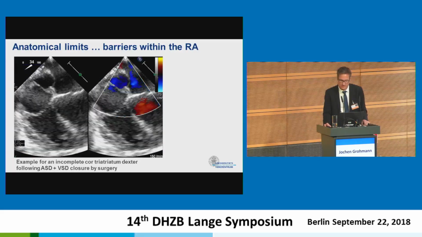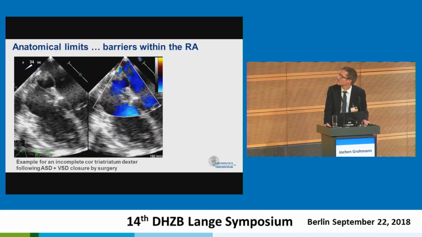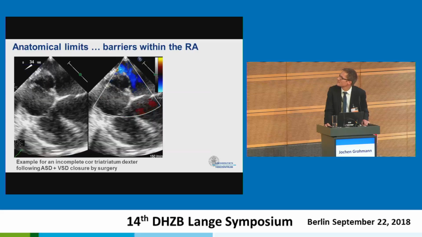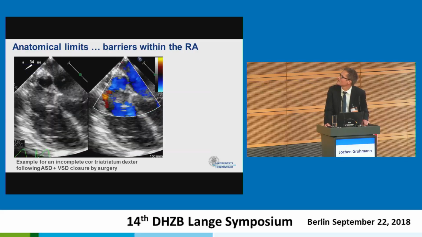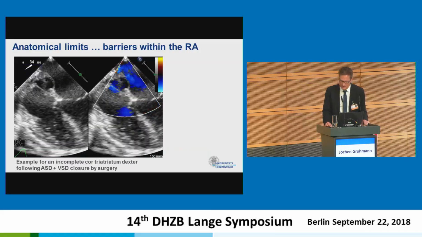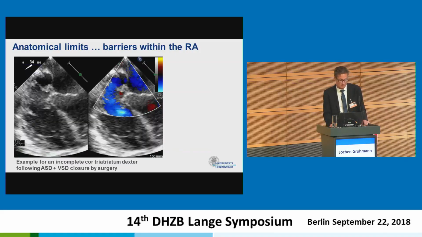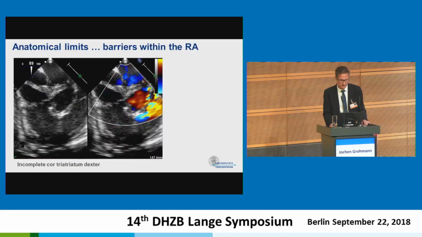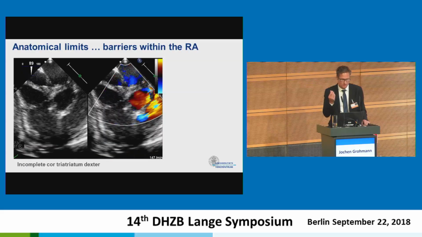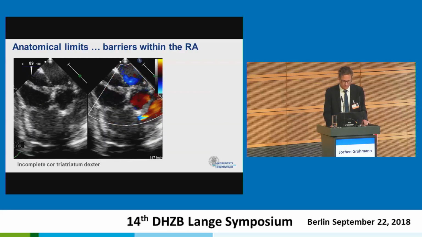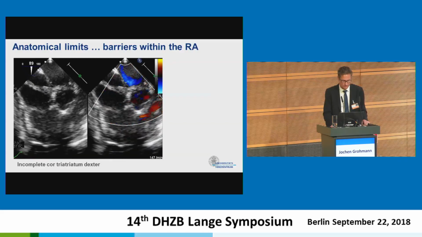And this is from our OR TOE with an incomplete cor triatriatum dexter I found a few days ago. You really have the idea that this can be very difficult if you want to see which hole has to be closed. It's the same patient. There is a communication, and there is fibromuscular tissue that can make interventional closure, I think, really difficult. This was operated on surgically.